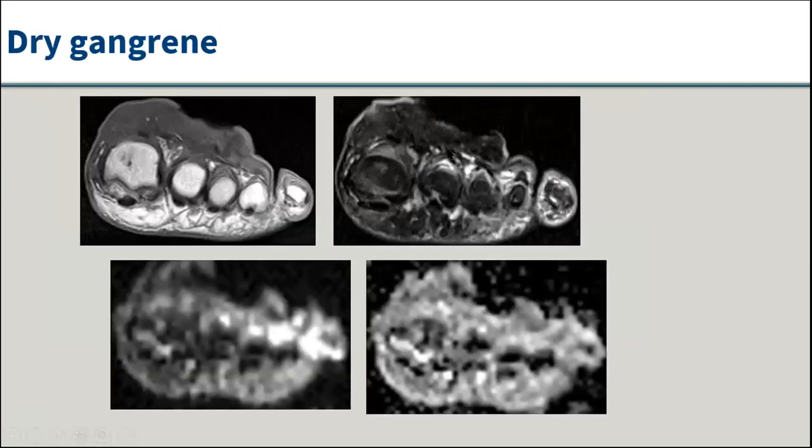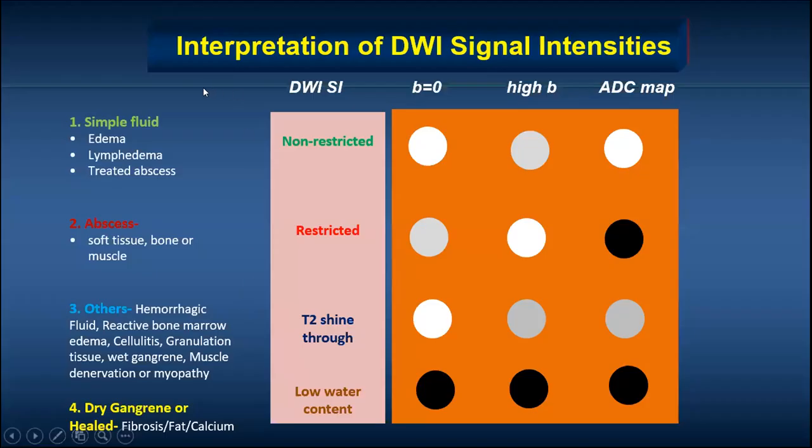Dry gangrene will be dark and dark. Basically everything is ulcerated. So again, you can look at this, but basically simple fluid will not restrict much. Abscess will restrict. Others, hemorrhagic stuff and all, will become grayish, or sometimes very organized hemorrhage will be dark. And then dry gangrene will be dark, or fibrosis, calcium, etc.